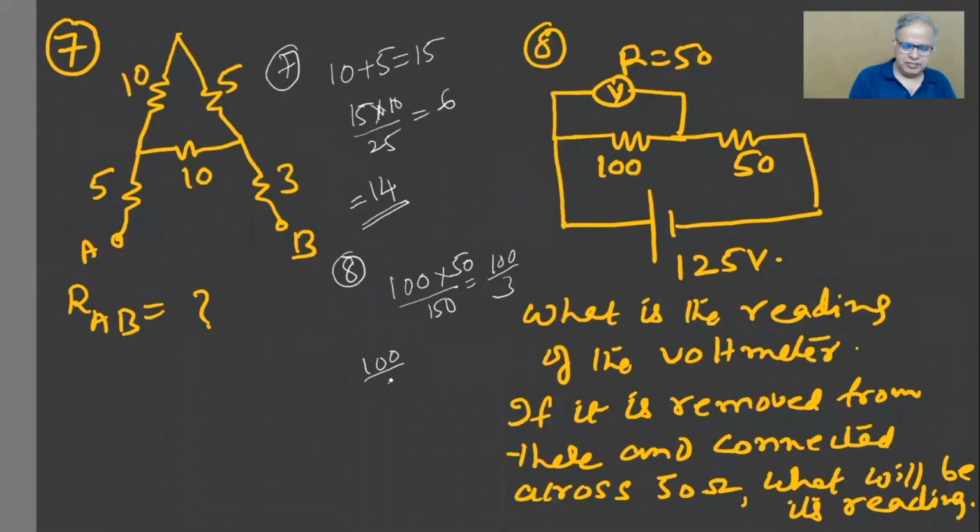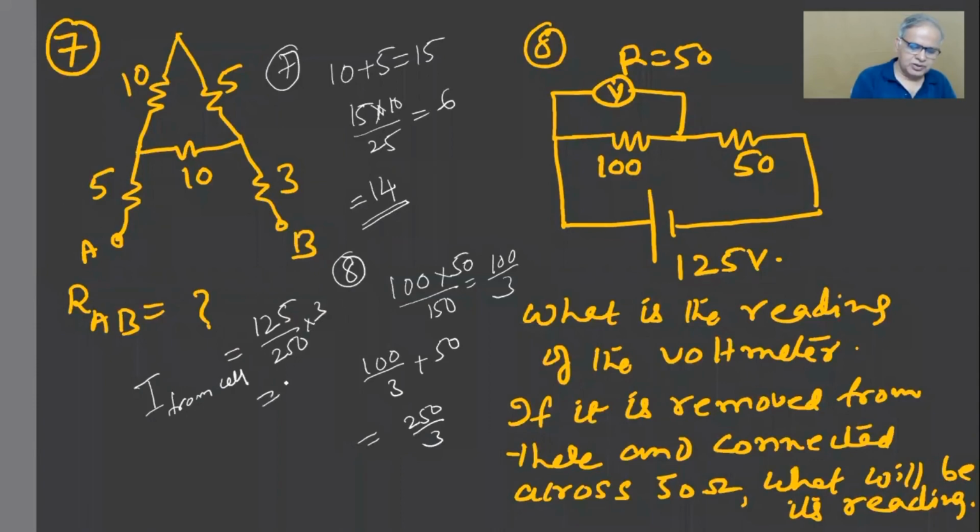So 100 by 3 plus 50. How much is this? 250 by 3. Therefore, the current from the cell, or current to the cell, both you can use, will be 125 divided by 250 by 3. So how much is it? 3 by 2. Now once that 3 by 2 comes, it will divide. Or you did not even bother about dividing in this case because you already know the equivalent resistance of 50 and 100. How much is that?